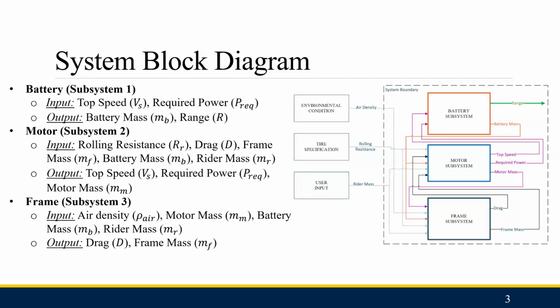As for the system block diagram, we have three subsystems: the battery, motor, and the frame. For the battery, we have battery mass and range as an output. For the motor, top speed, required power, and motor mass as an output. As for the frame, we have drag and frame mass as our output.